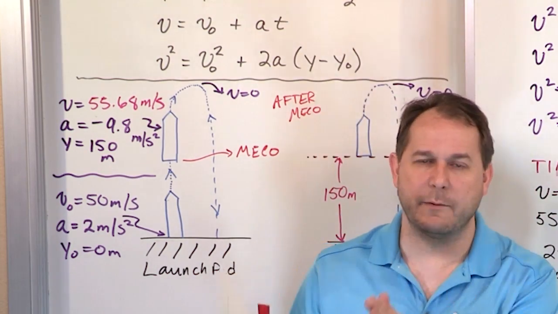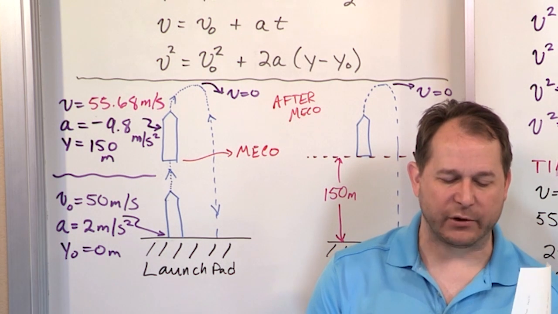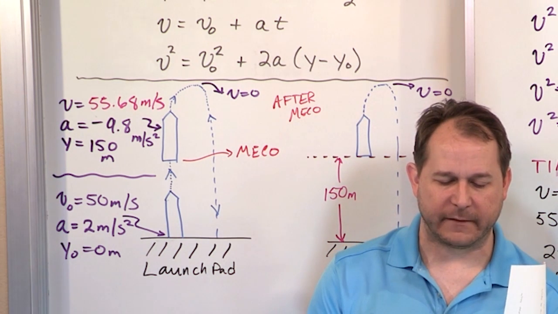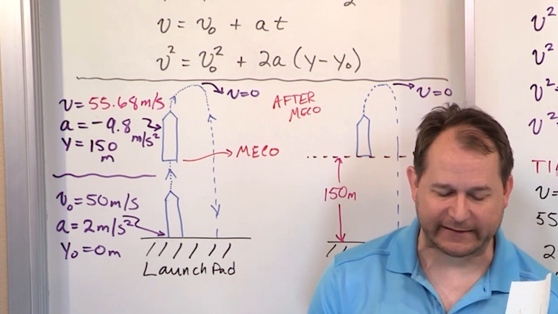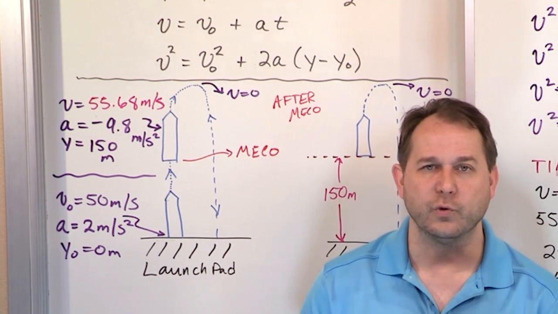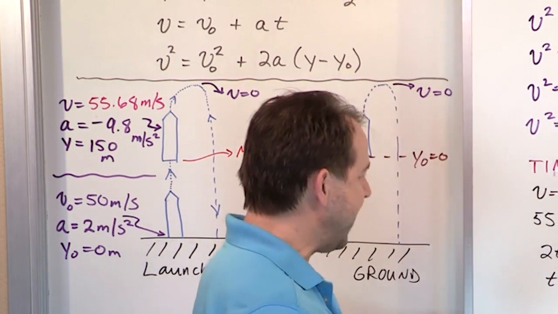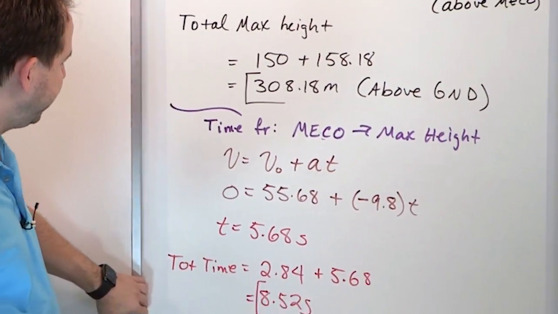So very much a problem with two sub-problems. Now the last part of the problem says how long is the rocket in... sorry, that was the time to reach max height, that's what we did. The third part is how long is the rocket in the air? Now a rookie or inexperienced mistake would be to say, well, I just calculated how long it takes to get to the maximum height.